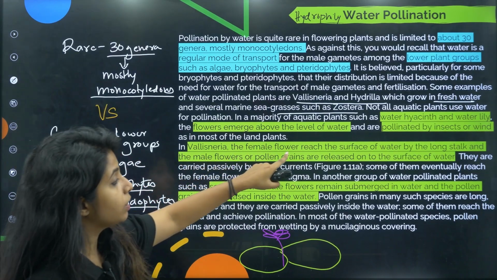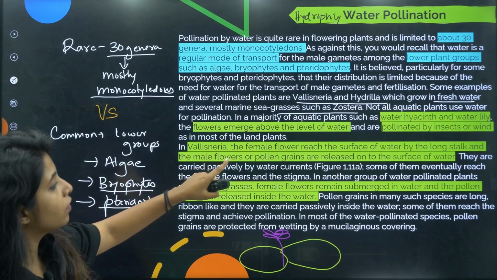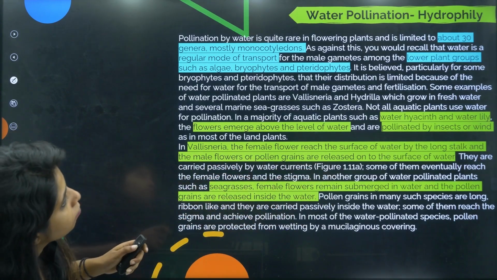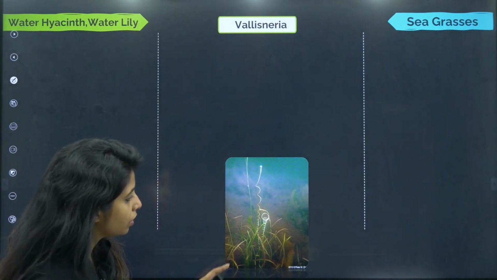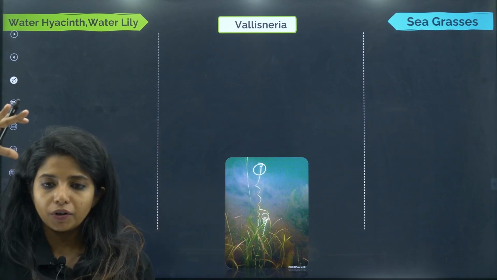In Vallisneria, the female flower reaches the surface of the water by a long stalk, and the male flowers or the pollen grains are released on the surface of the water. Listen, when you are talking about Vallisneria, as you can see over here, the female flower, this is the flower, it is going to the top of the water.